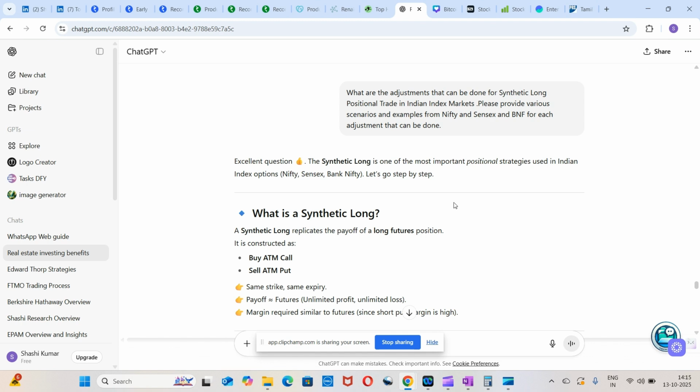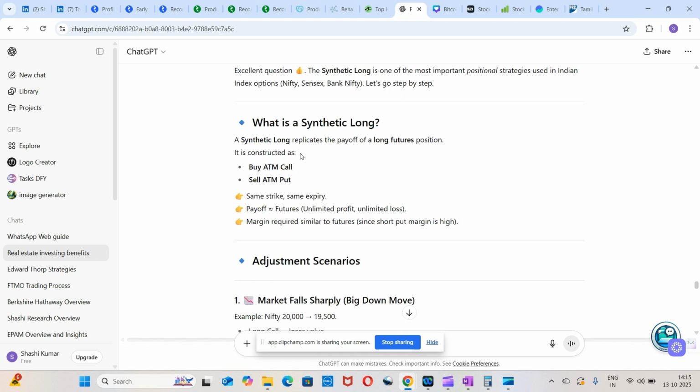So what is a synthetic long? Synthetic long replicates the payoff of a long futures position. It's similar to a long futures, but in a synthetic long you buy an ATM call and you sell an ATM put. Our view in this case is a long view. You have a bullish view here because you will make money if the market goes up, from the call as well as the put.